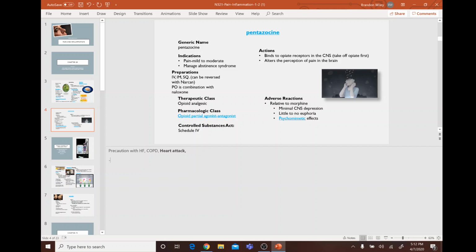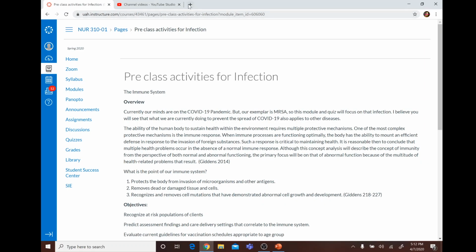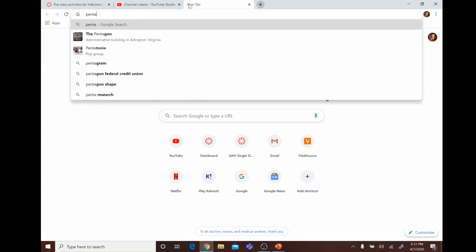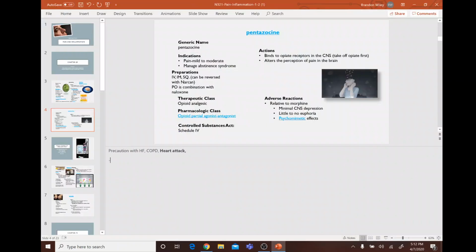All right, pentazocine, I think. How do I say this name? Got to find out. Pentazocine. Pentazocine. Oh my god, pentazocine.